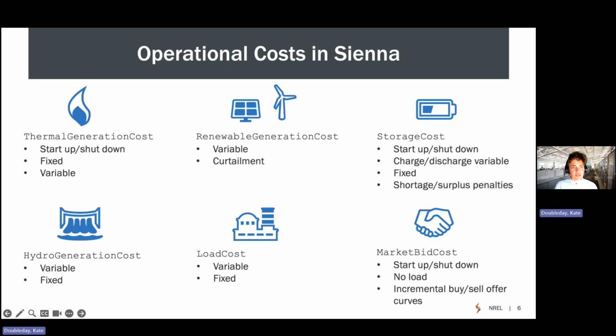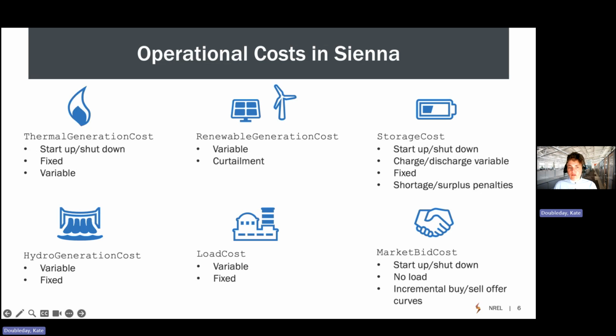So sometimes the fixed cost is already represented in how you represent the variable cost. So there's a lot of flexibility in formulating things based on the data that you have. The last option is the market bid cost. And again, that's focused on modeling buy and sell offers.